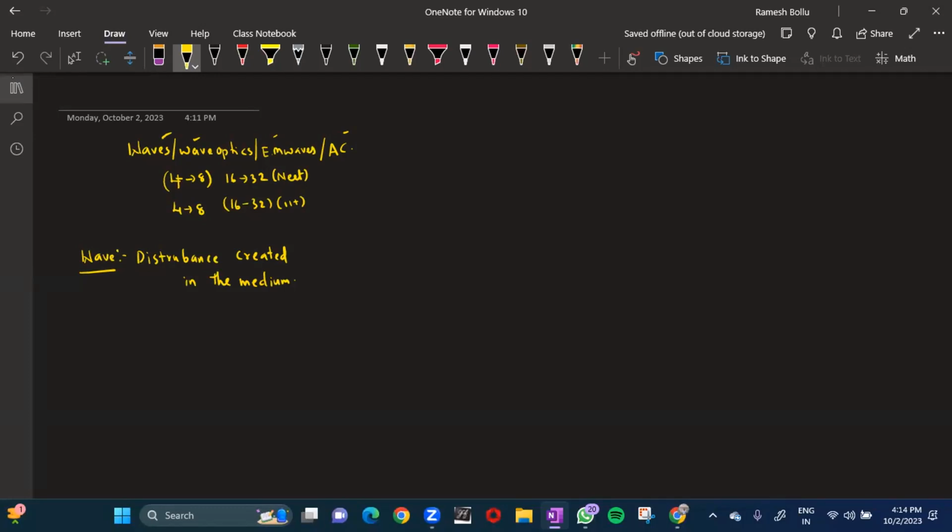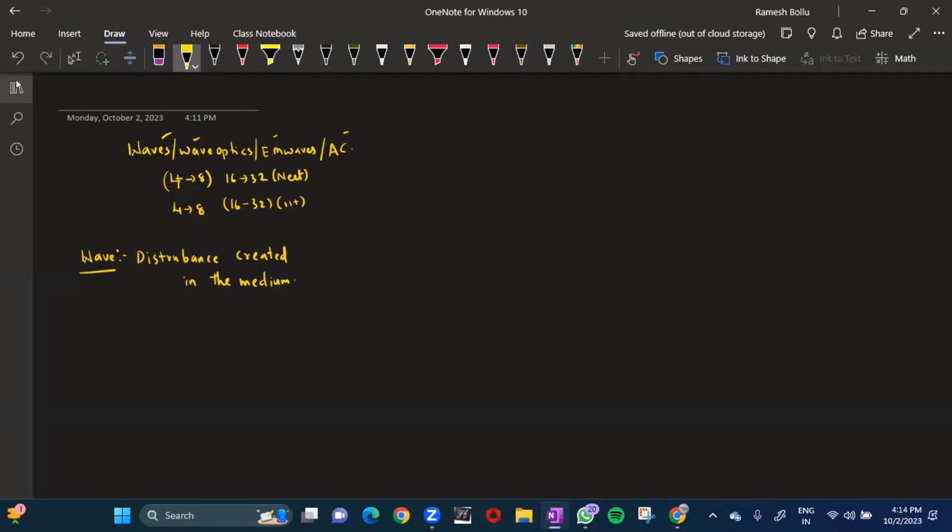Such waves are called non-mechanical waves, or electromagnetic waves also you can call. Before going very deeply, some basic idea is required, children. First of all, one must understand the concept of the wave.